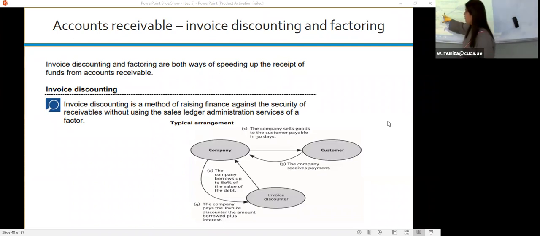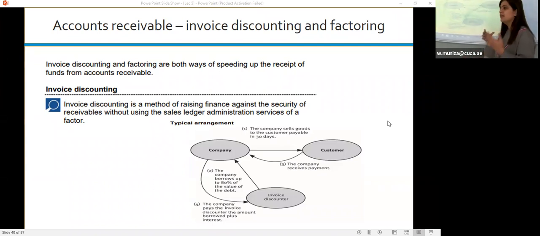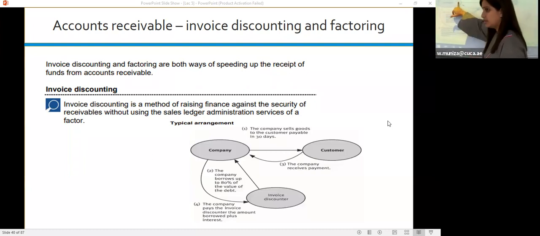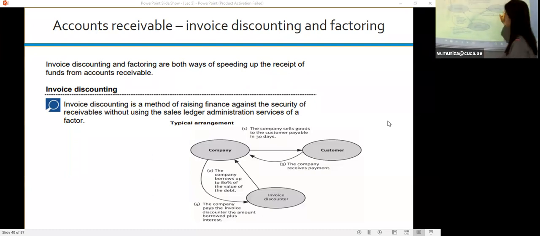So which procedure is followed? There is the company, the customer, and the invoice discounter. The company goes to the invoice discounter and borrows the money. Sometimes only some percentage of the receivables balance will be given. Obviously, the discounter will not give the full amount, otherwise they may lose money. So the discounter gives the amount to the company before the time period ends. Then the customer returns the amount to the company and the company gives it to the discounter.